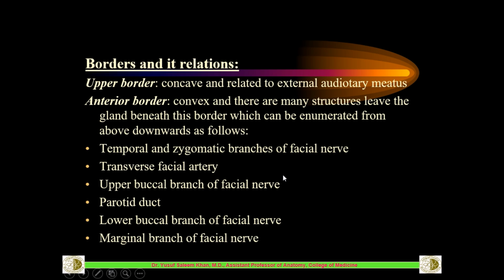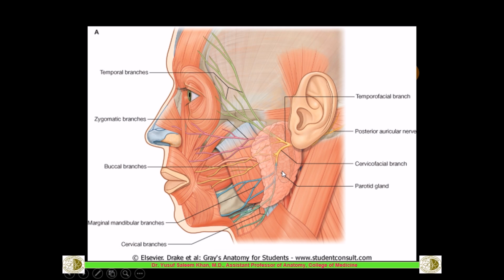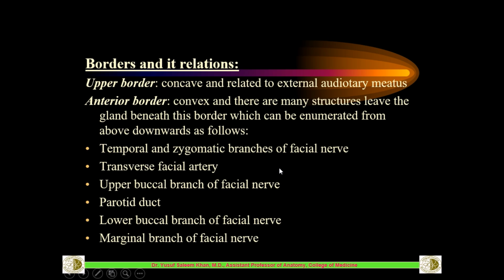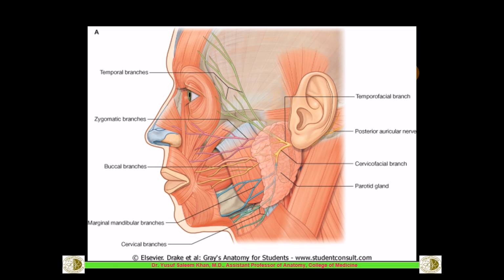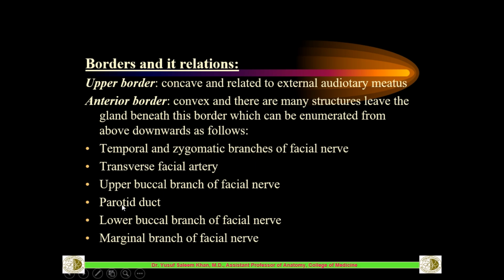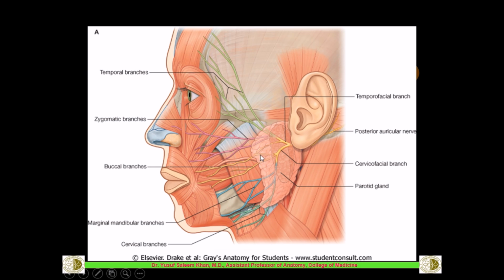Then we have the upper buccal branches of the facial nerve. So here will be the buccal branches. There are upper buccal branches as well as lower buccal branches. In between these upper and lower buccal branches, there will be the parotid duct. The parotid duct is the duct which drains the secretions of this parotid gland into the oral cavity. You can see here the parotid duct extending from the anterior border of the parotid gland. Then we have the lower buccal branches, as I said, upper as well as lower buccal branches.